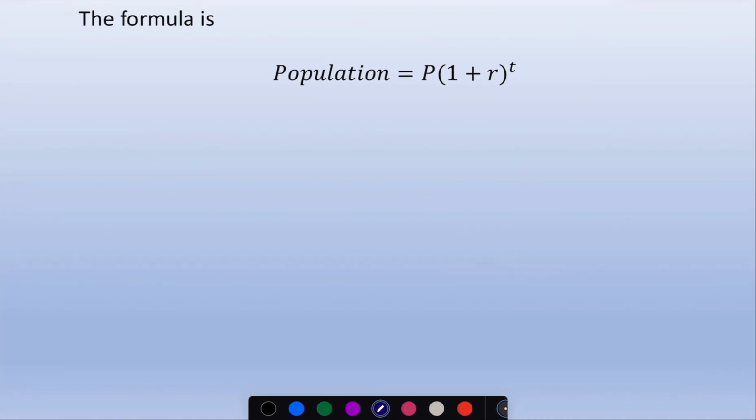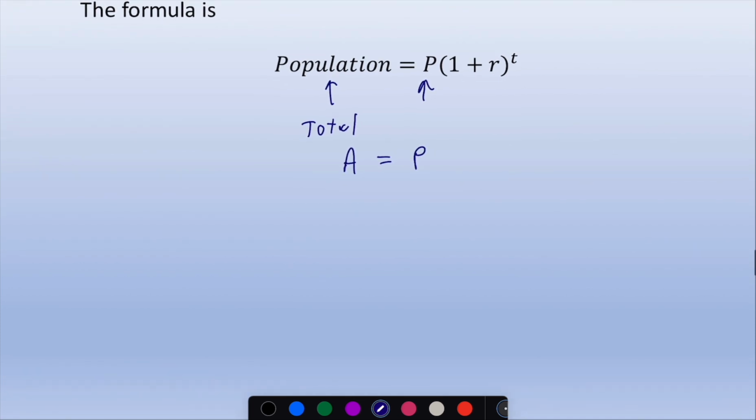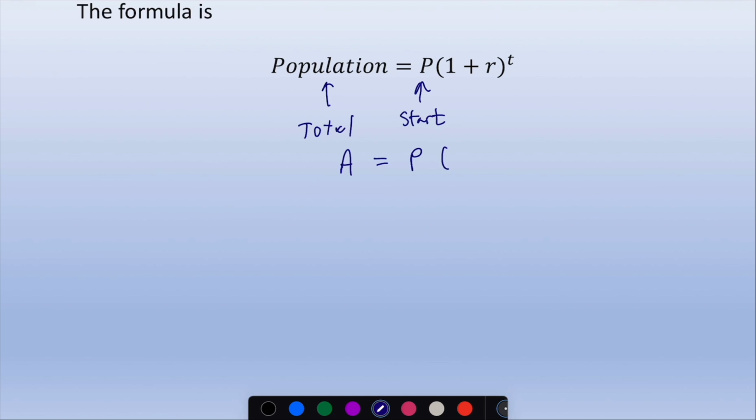So the formula we're going to use, the most simple type of exponential growth formula, is that the total population, so you want to think of this as your total, and some texts will call that an A, is P, which is your starting population, times 1 plus R to the T. R is your rate of growth. If it's growing, it's going to be positive. If it's decaying, you'll see 1 minus the rate, which will be a negative. And then the time is your T.